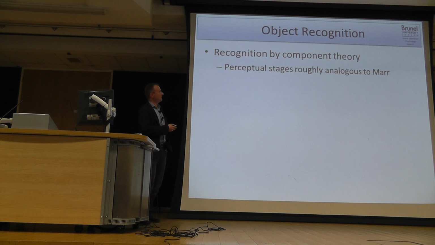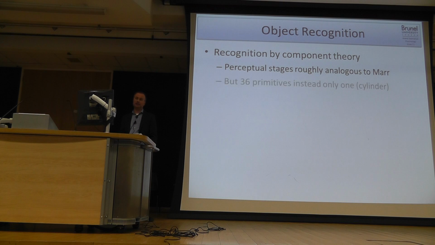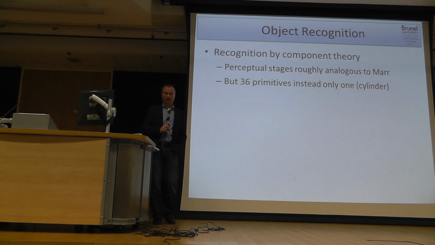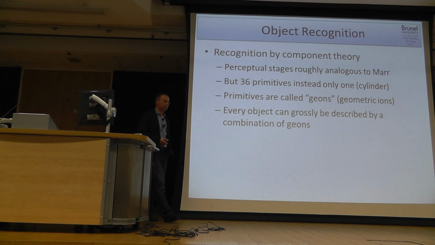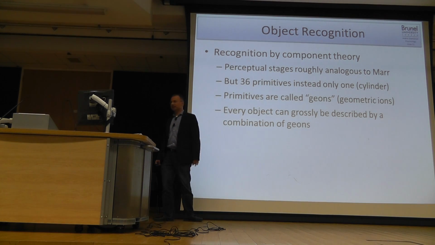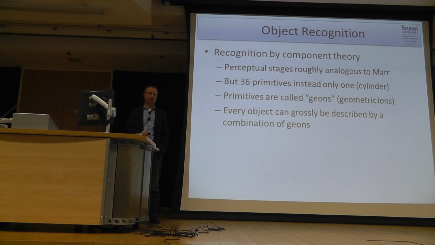And we won't go into too much detail with his perceptual stages because they are roughly the same as Marr's. Of course, they are more sophisticated and elaborated because he was able to build upon somebody else's work. But one of the main differences is this idea of having primitives. He said, okay, there are 36 of them, and not only one cylinder. And he called them geons, geometric ions. And he proposed, like Marr, that basically every object can grossly be described by a combination of geons. And he found experimental evidence to support the view that we actually take objects and reduce them to these geons.